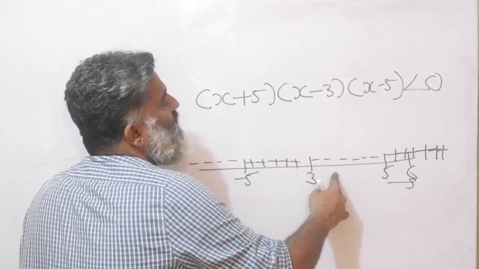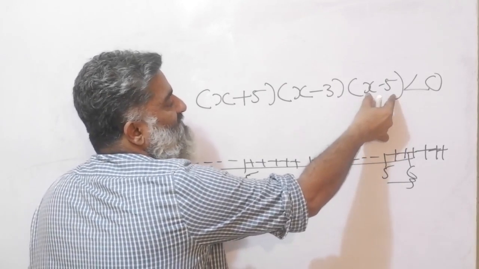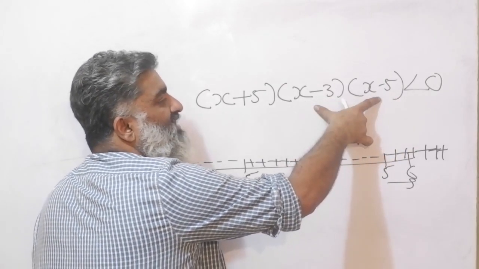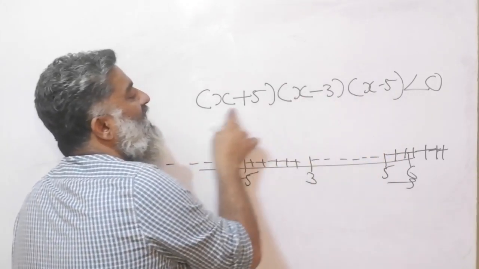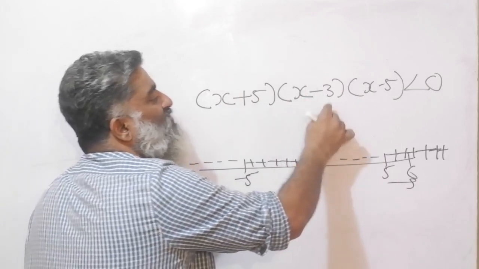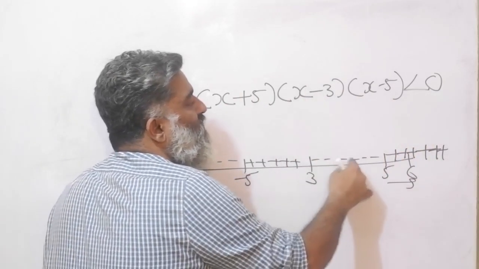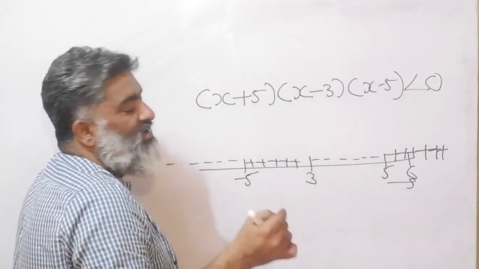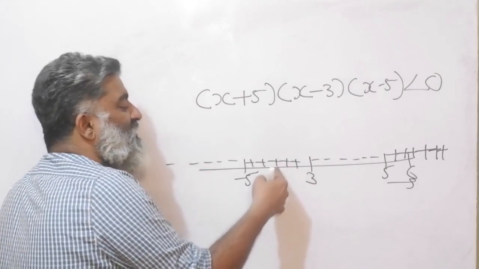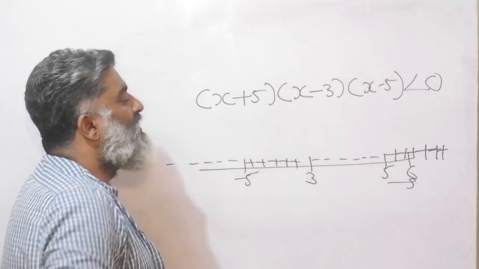Between 3 and 5, put 4. What happens? This becomes negative and this becomes positive. So a positive into a negative will give you a negative, and 4 plus 5 will be 9, which is positive, and positive into a negative will still give you a negative. So the overall result will be negative. And that will be true for any number between 3 and 5. And then check the same process for yourself.